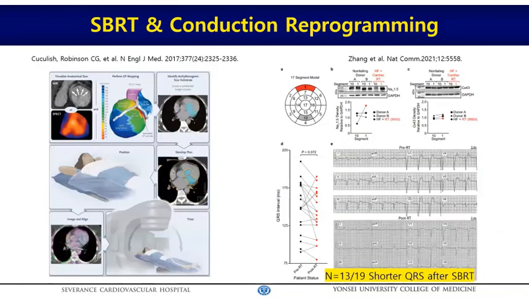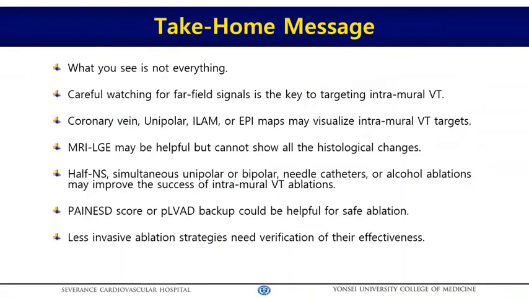The last one is radioablation. After first report from Washington University in 2017, many centers tested this non-invasive ablation technology. In this recent report, SBRT shortens the QRS width and increases conduction velocity at the scar border zone by reprogramming of gap junction and sodium channels. However, we need the longer-term clinical outcome of VT radioablation.